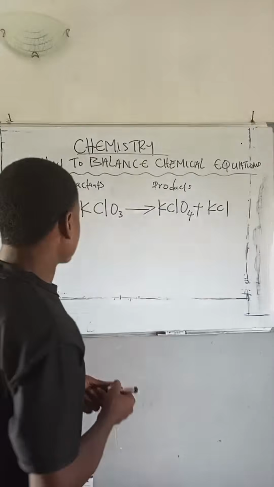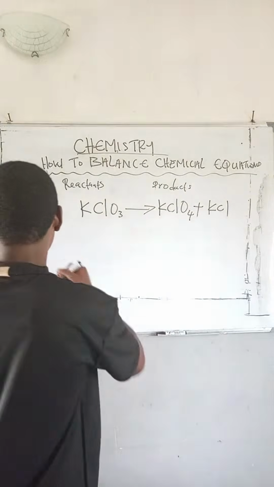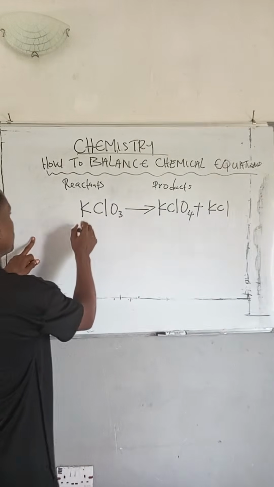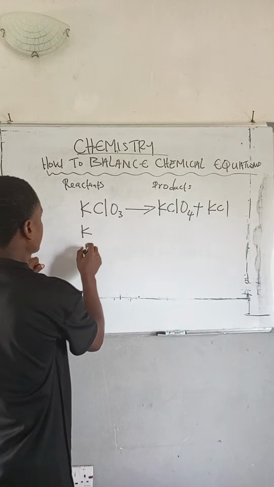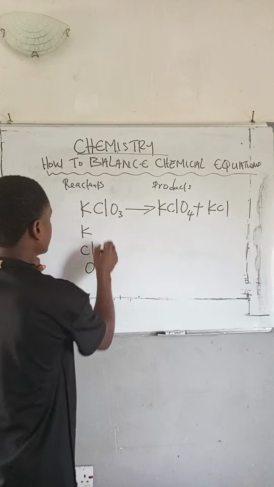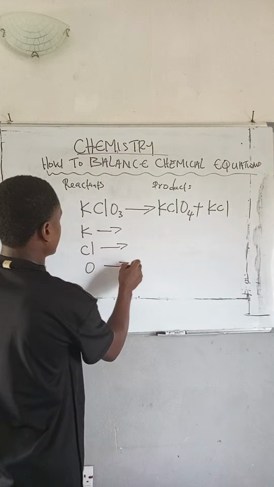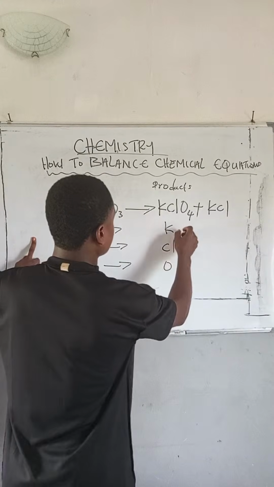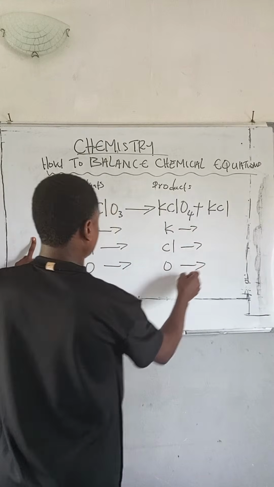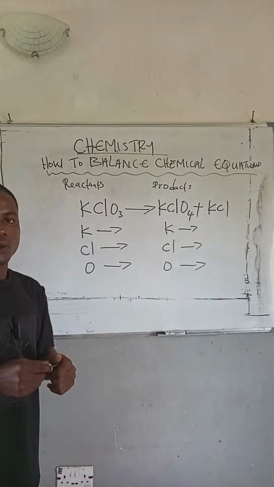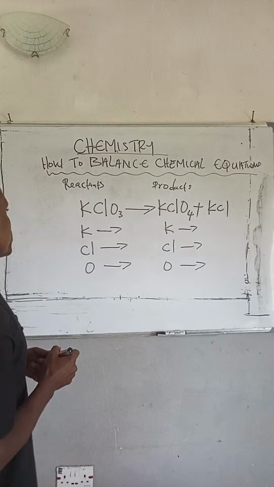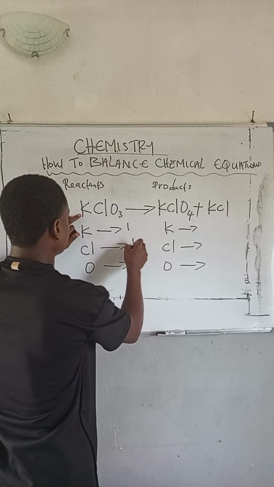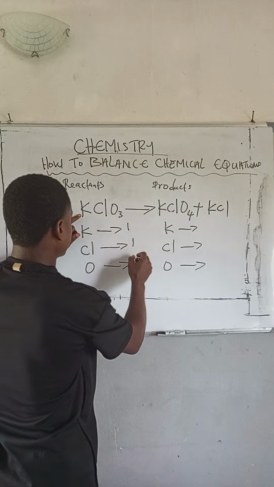Okay, so you know what to do, right? The first thing is to write out the elements, right? So the first element is what? Potassium, chlorine, and what? Oxygen. Yeah, it's still the same. Potassium, chlorine, and oxygen. Okay, let's write out the given atoms. Here is one. Here is one. Oxygen is three.